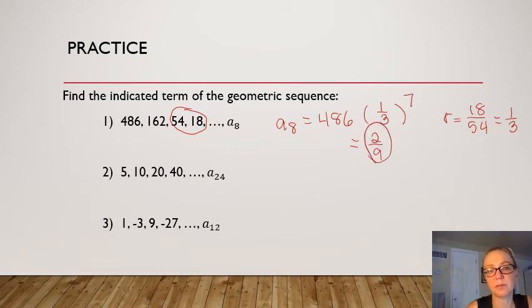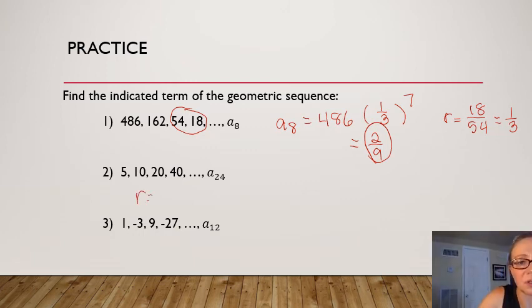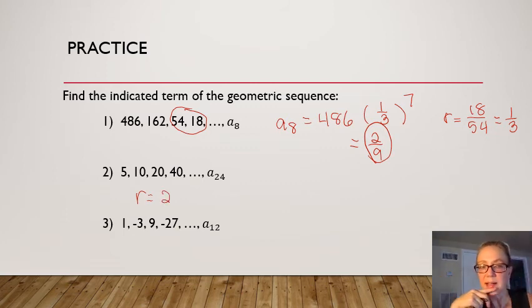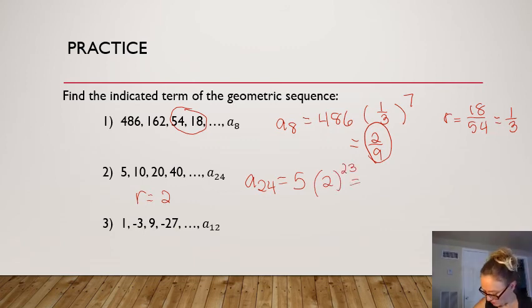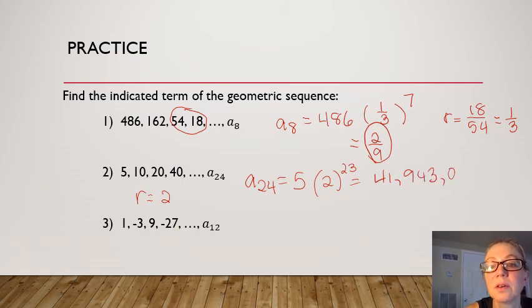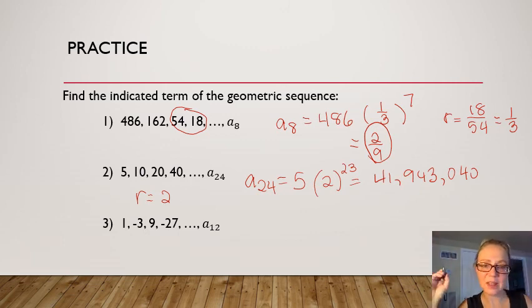In the second example, 5, 10, 20, 40, you may notice right away that r is equal to 2 because the numbers are doubling every time. We're looking for a sub 24, so we take the first term 5 and we multiply it by r, which is 2, to the 23rd power. And that's equal to a really big number, 41,943,040. Let me double check that. Yes, that's it.